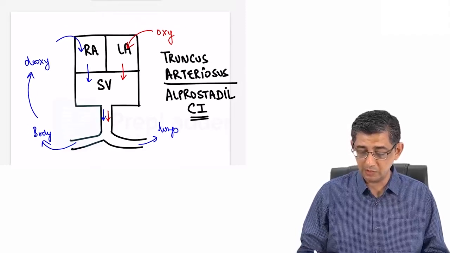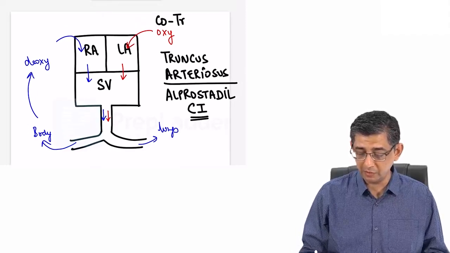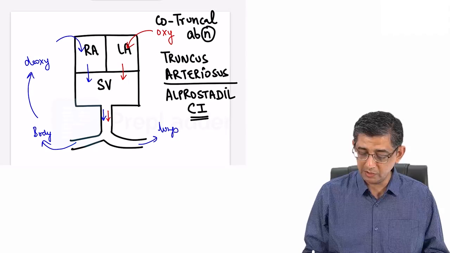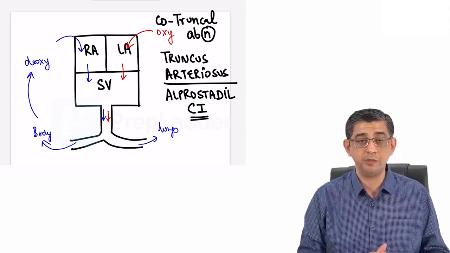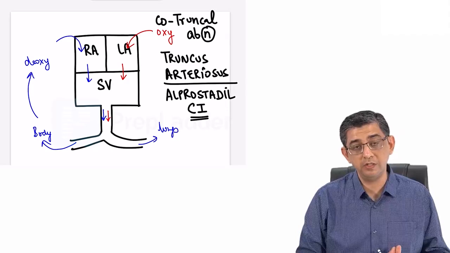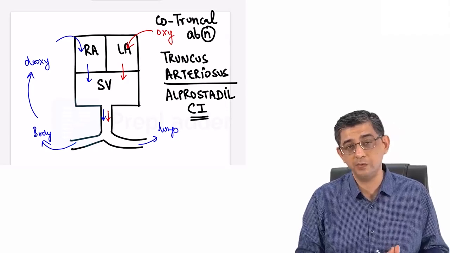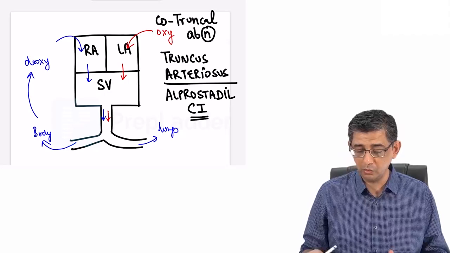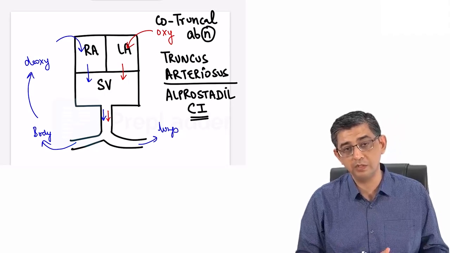In a couple of questions, instead of writing truncus arteriosus, he might write the word co-truncal abnormality. The bottom line is that the three conditions where we have found alprostadil to be life-saving are tetralogy of Fallot, tricuspid atresia, and transposition of great arteries, but there is no role of alprostadil in truncus arteriosus.